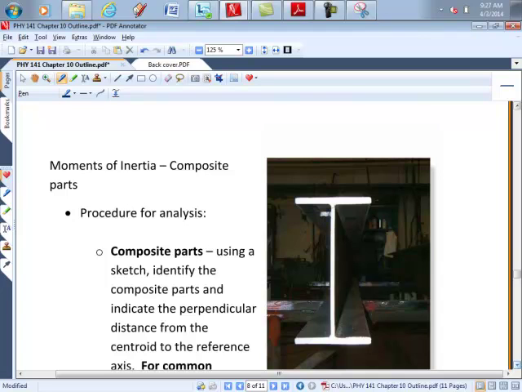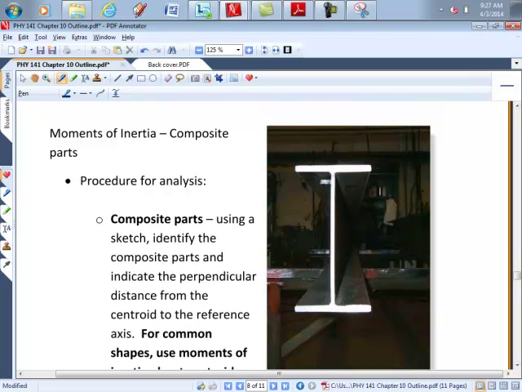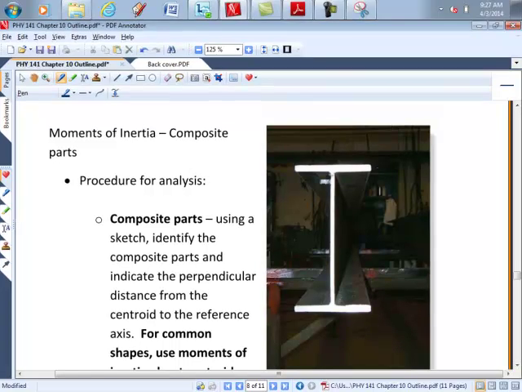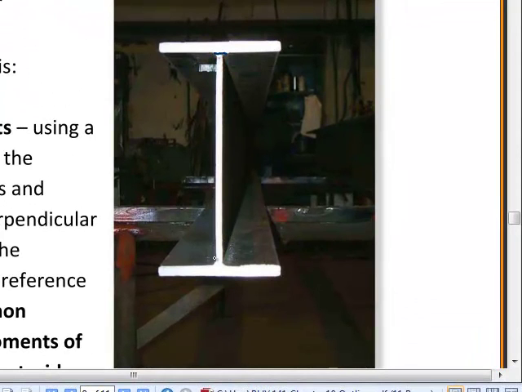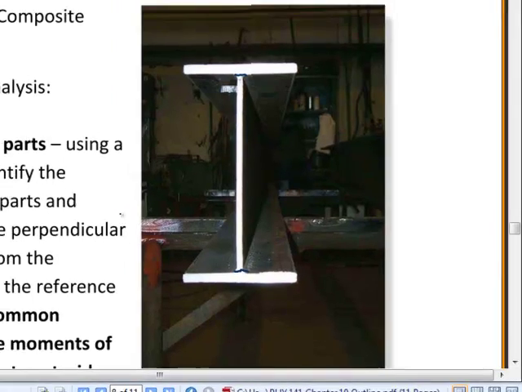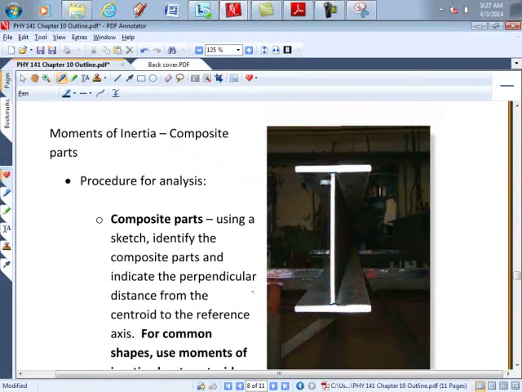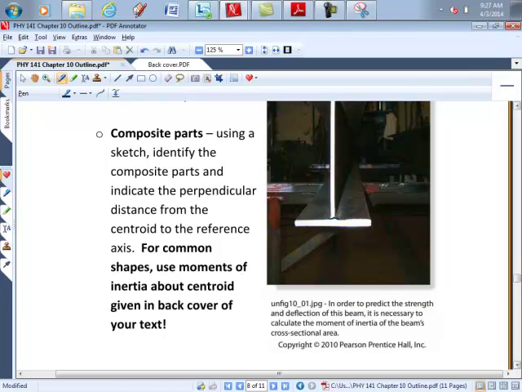So similar to finding the centroid, using a sketch, we identify the composite parts. So we draw a line, for example, here, and here, and then we'd have 3 different rectangles. Identify the composite parts and indicate the perpendicular distance from the centroid to the reference axis. And we're doing that because we're going to have to apply the parallel axis theorem. For common shapes, use moments of inertia about the centroid given in the back cover of your text. So that's the page we were looking at.